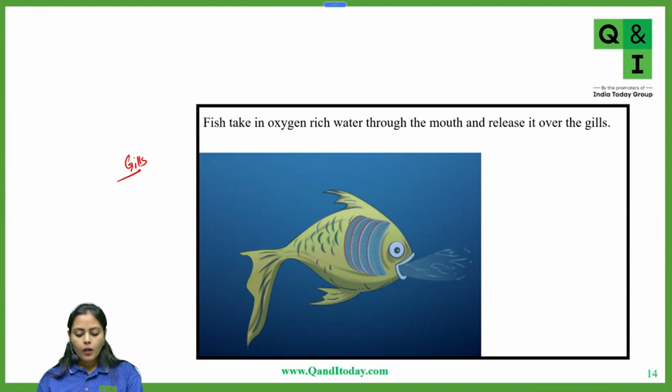So now oxygen-rich water is taken in through the mouth. The fish takes water in from the mouth, and along with this water, oxygen also enters, because oxygen is dissolved in water. Once this oxygen-rich water enters the mouth, it is released onto the gills from the inner side, like this. So it is now being released over the gills.